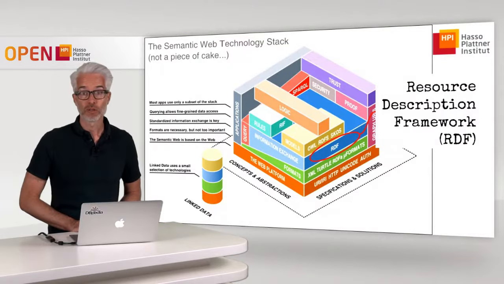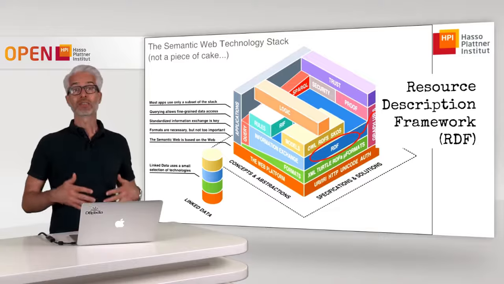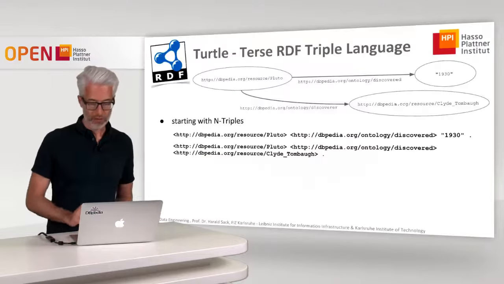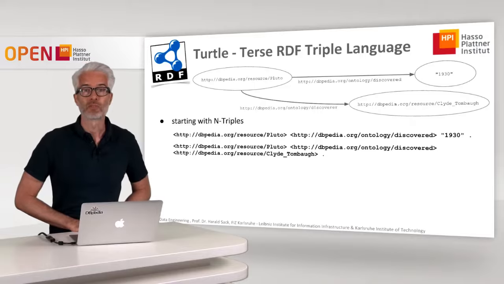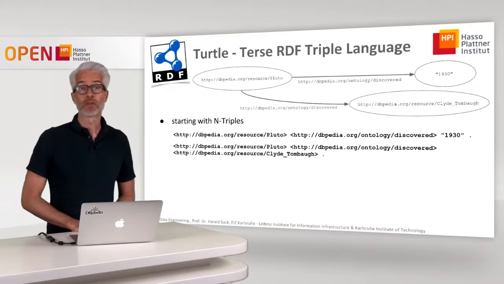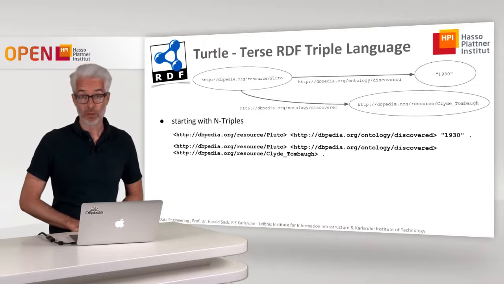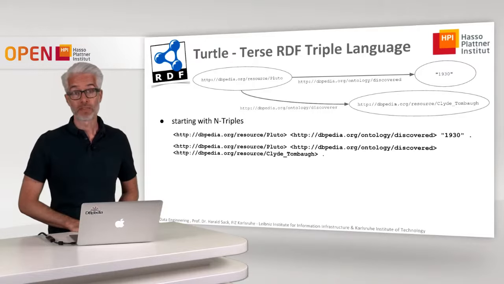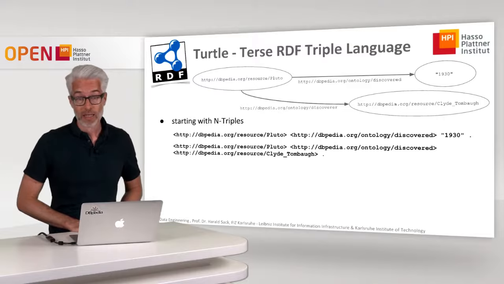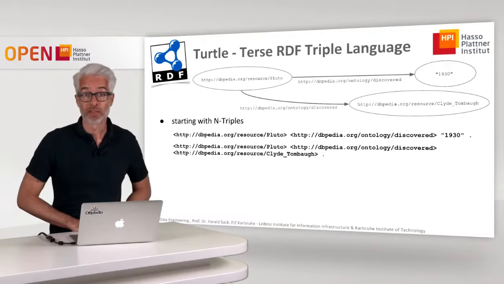RDF is the Resource Description Framework, and it's used in the semantic web or linked data technology stack to exchange information. So, let's go back to an already known example. We have here Pluto, which has been discovered in 1930, and Pluto, which has the discoverer Clyde Tombaugh. So in the upper part of the slide, you see the graph representation of that fact. And in the lower part, you see the n-triple representation.